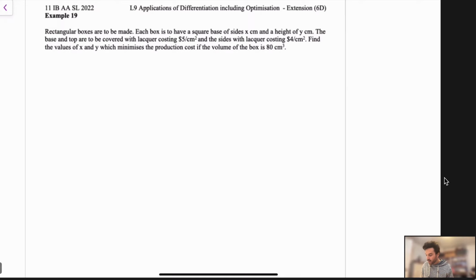So rectangular boxes that are to be made, each box is to have a square base of sides x and a height of y. So this is very similar, but this is actually a box rather than a wire-like framework. The base and top are to be covered with lacquer, costing $5 per centimeter squared. So they're coating it. And the sides with lacquer costing $4 per centimeter squared. Find the values of x and y which minimize the production cost if the volume of the box is 80 centimeters cubed. Now we've got to minimize this time, which is, usually we're trying to maximize things, but minimizing cost also makes sense.